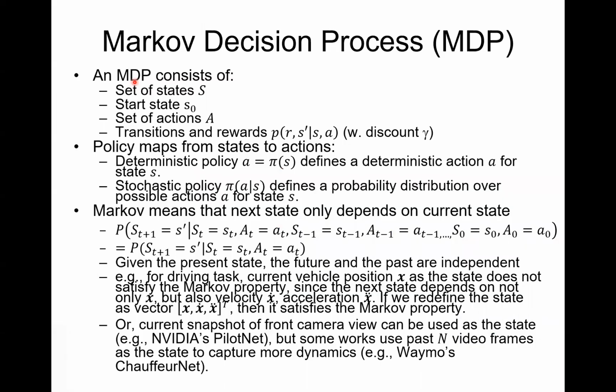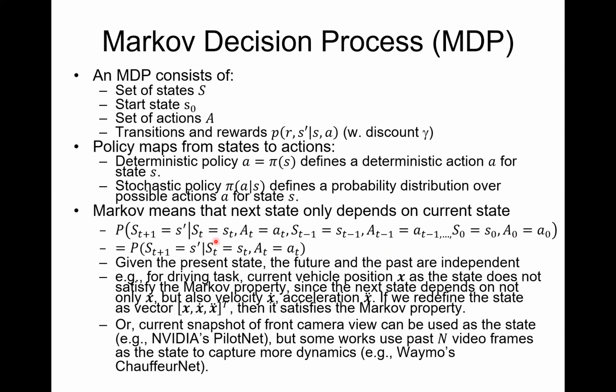So, a Markov decision process. The key attribute is that the next state only depends on the current state, not on the past history. So given the present state, the future and the past are independent. This is given by this equation here. So starting from, let's say, time 0, you have action 0, state 0, and action 1, state 1, and so on until the current state, S_t.